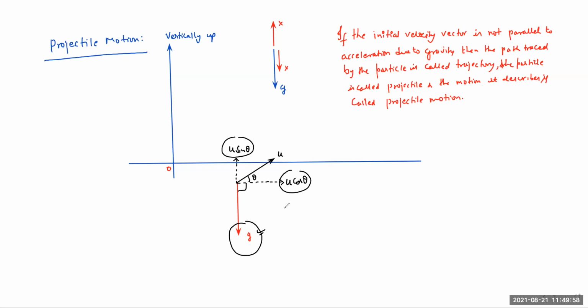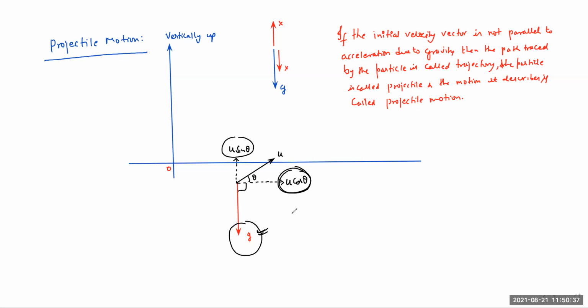So g cannot create its effect along u cos theta. So this component will be unaffected by this acceleration due to gravity. And that's the property of vector, that every vector cannot have its effect in the direction perpendicular to itself. And this property we can exploit in various ways. So based on this exploitation, we can solve questions differently.